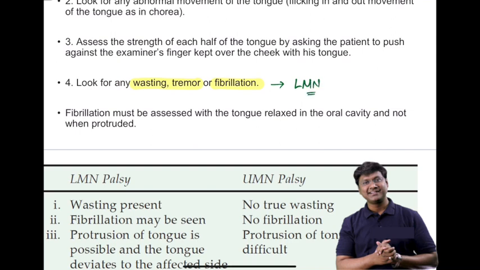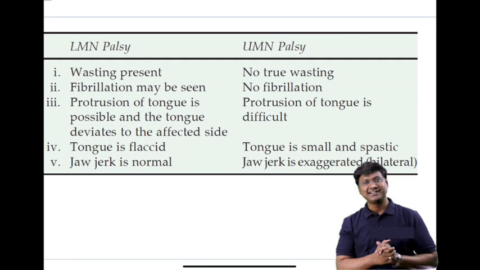Now, how will you differentiate lower motor neuron and upper motor neuron paralysis of the 12th nerve? In lower motor neuron paralysis, wasting is present, whereas in upper motor neuron there is no true wasting. In lower motor neuron paralysis, fibrillations may be seen, whereas in upper motor neuron lesion there are no fibrillations. In LMN palsy, protrusion of the tongue is possible and the tongue deviates to the affected side, and protrusion is very difficult in UMN palsy.